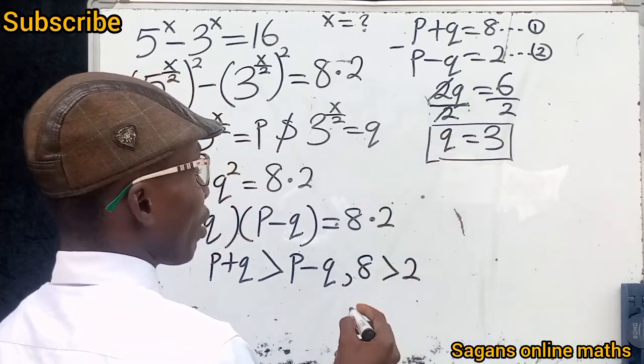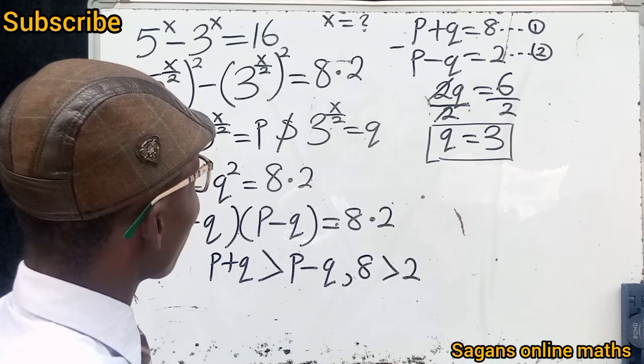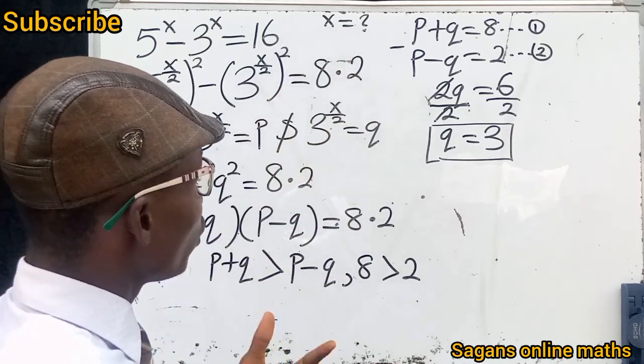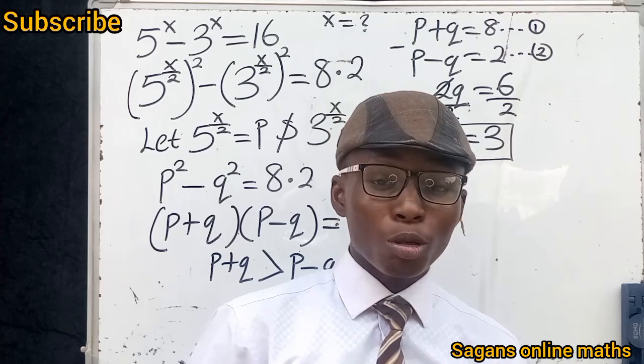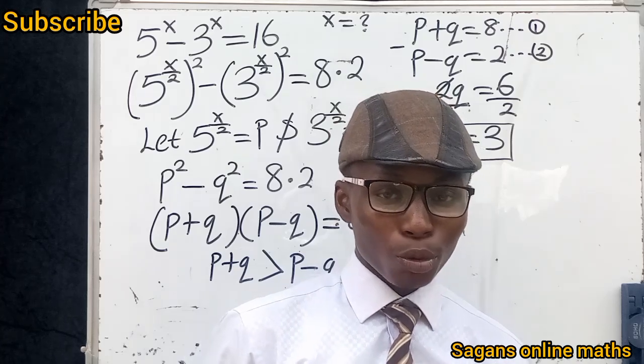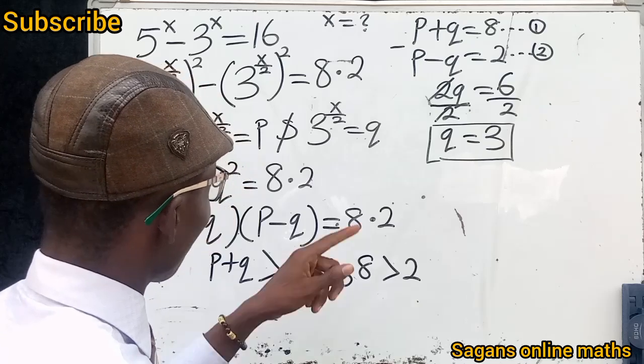But we are not asked to find the value of q, neither the value of p. We are asked, what is the value of x? Why are we using q and p to solve this problem? We are using p and q so that this problem can be easily solvable. Now let's recall, or let's find p, because you have p here.